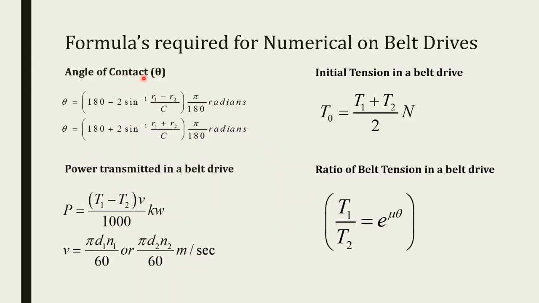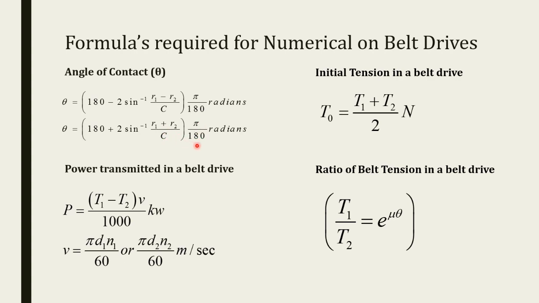And then angle of contact. Angle of contact is very important because if it is not given, you need to calculate it. For an open belt drive you need to consider the smaller pulley and the angle of contact at the smaller pulley, and that is given by theta is equal to 180 minus 2 sin inverse of (R1 minus R2) by C, into pi by 180 radians. So the first formula is for an open belt drive. And for a cross belt drive, theta is equal to 180 plus 2 sin inverse of (R1 plus R2) by C, into pi by 180 radians.